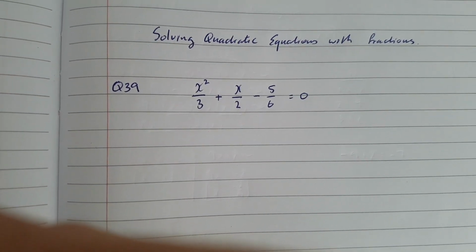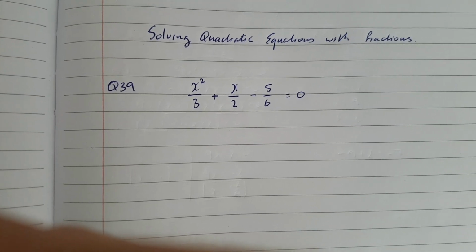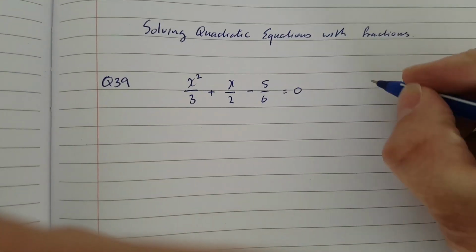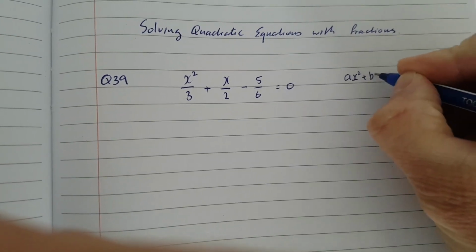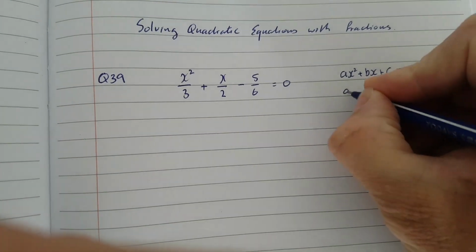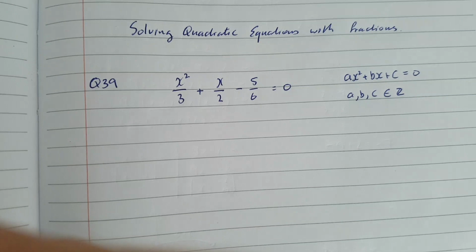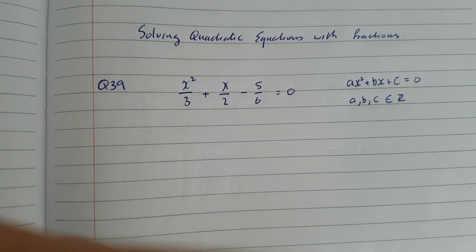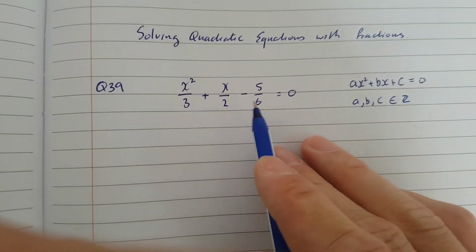Okay lads, so today we're going to look at solving quadratic equations that have fractions in them. Now the first thing we need to realise is that when we're solving a quadratic equation, it must be in the form ax squared plus bx plus c is equal to 0. And a, b and c must be elements of Z, which means they must be positive or negative whole numbers, which means we can't have fractions. So we must eliminate these fractions.